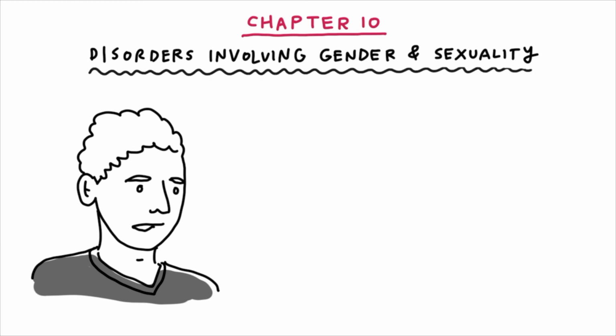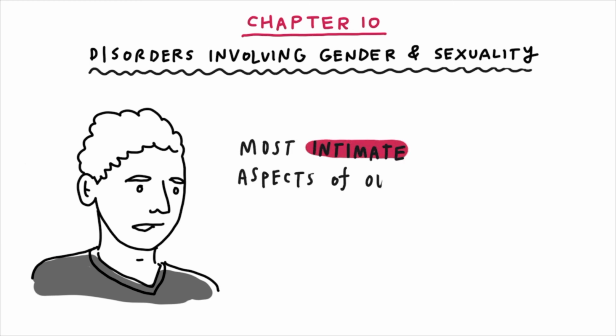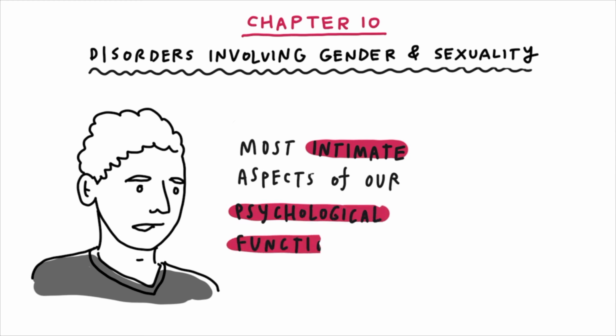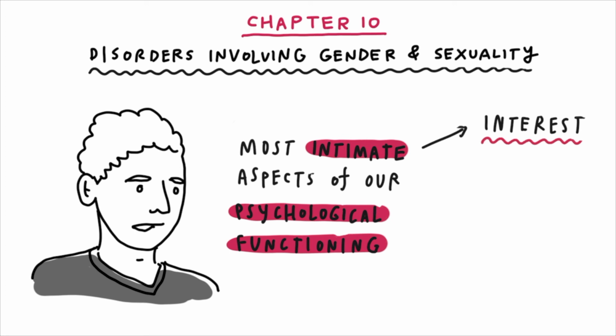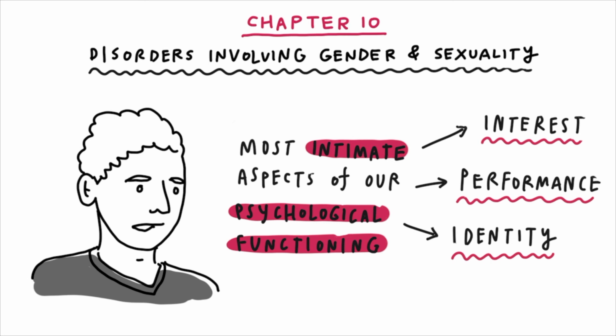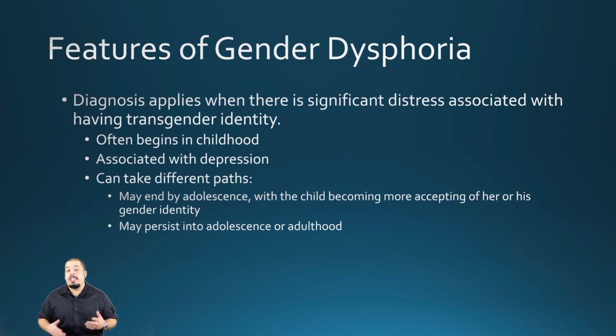Disorders involving our gender and sexuality deal with the most intimate aspects of our psychological functioning. They involve problems relating to lack of sexual interest or difficulties with sexual performance, distress relating to our gender identity, and atypical patterns of sexual attraction. Many times, gender dysphoria has an onset in childhood, but could not occur until adulthood in some cases. Most of the time, it begins in childhood.